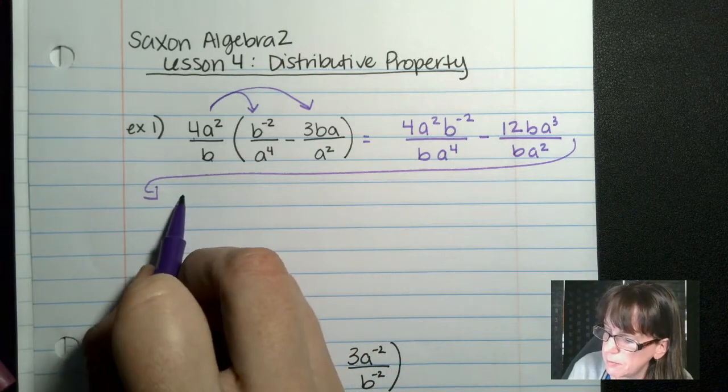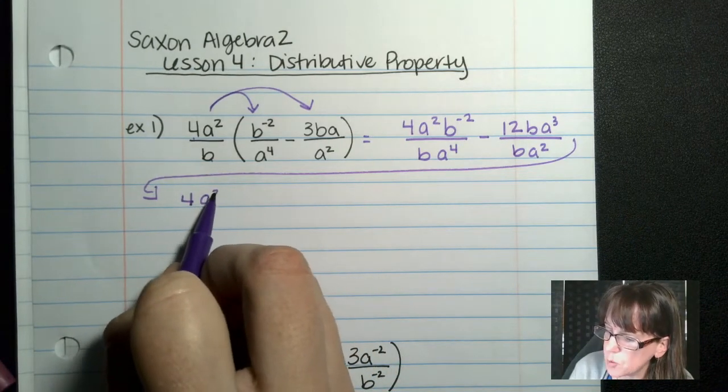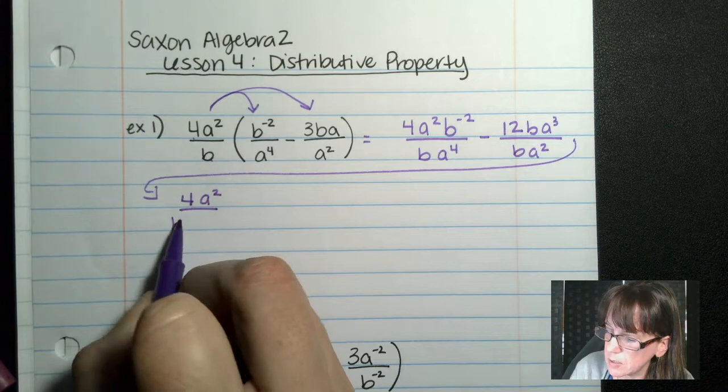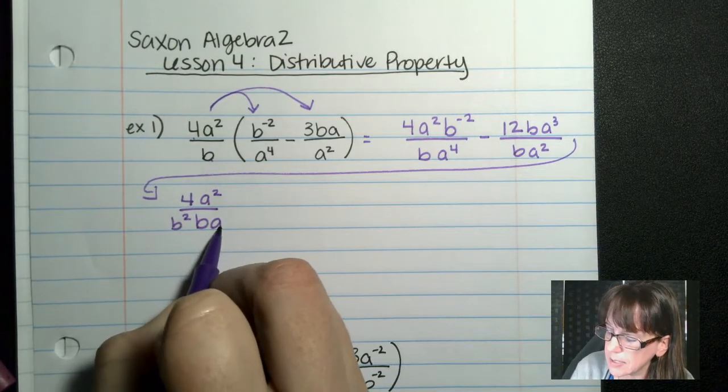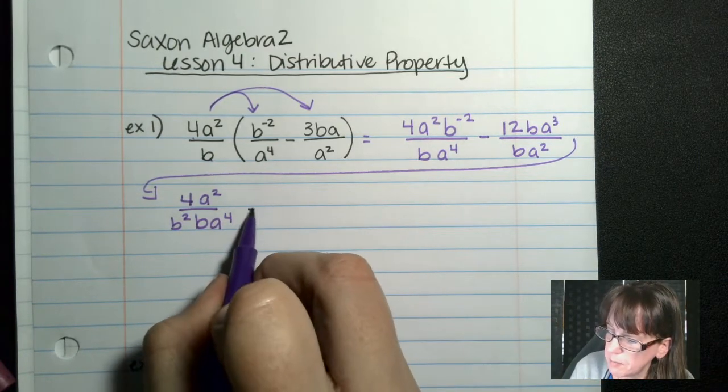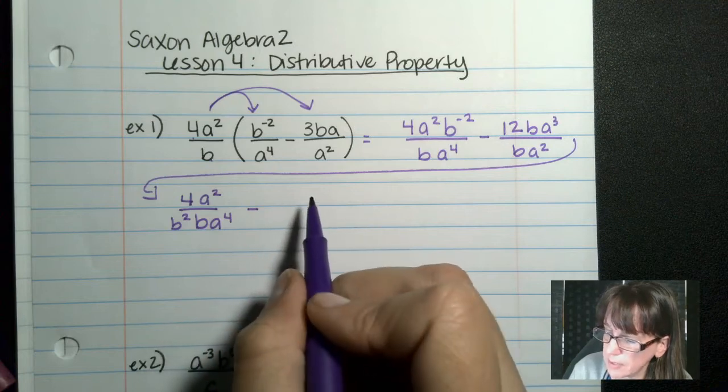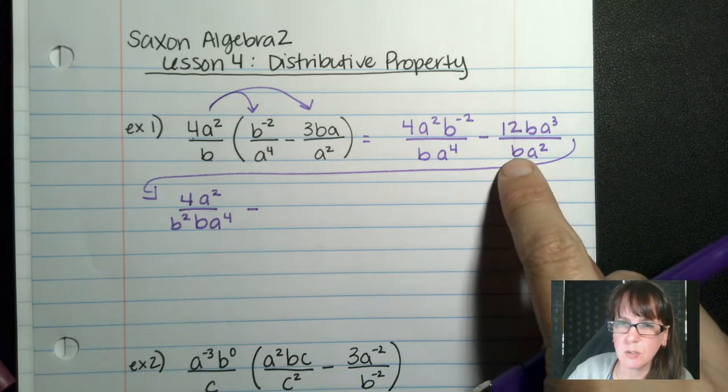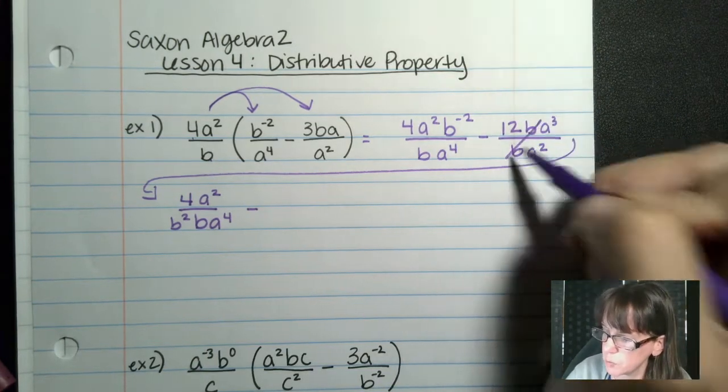We've got 4a squared over b squared, b a to the 4th, minus 12. You'll get really fast at doing these. Now, straight away, though, I see there's a b upstairs, b downstairs. Let's just get rid of those like that.